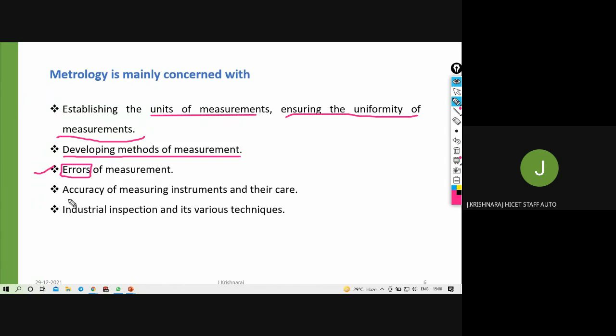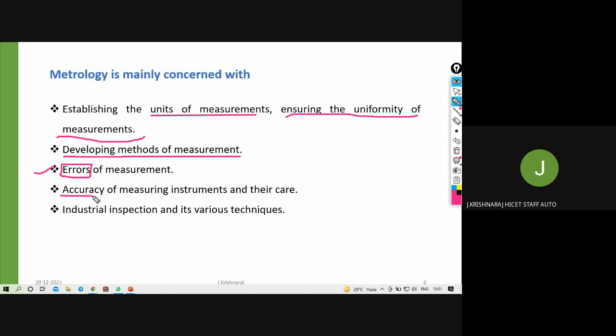Due to climate conditions or something else, it will create an error. If you look at a CNC or lathe, whatever the producing machinery, it has some tolerance value: how close to the true value it is capable of producing the component. How much the values deviate, that is the error it has. Then the next is concerned with the accuracy of measuring.